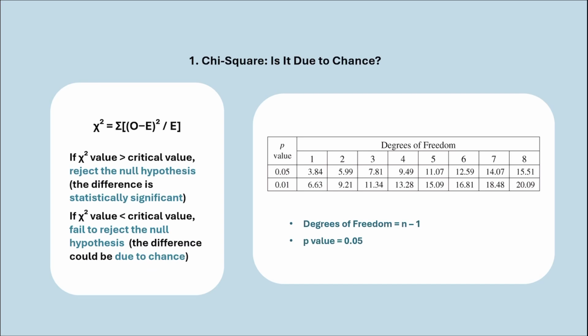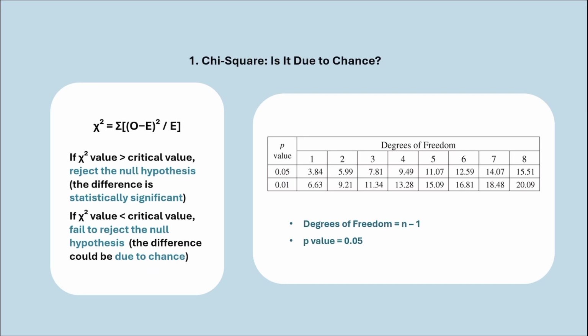First one is chi-square. Chi-square test helps you decide if your results match your expectations. The formula is chi-squared equals the sum of observed minus expected squared divided by expected. And using this, we can get the chi-square value. In order to get the critical value, we will look at this table. The degrees of freedom is the number of possible outcomes minus 1, and we normally use a p-value of 0.05.